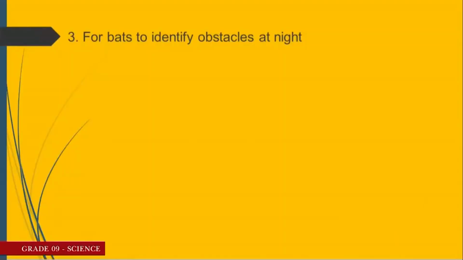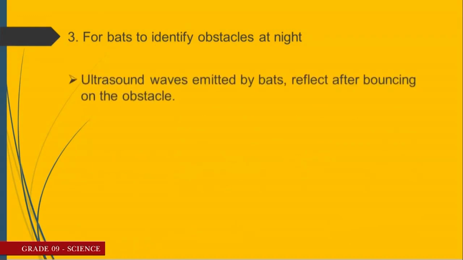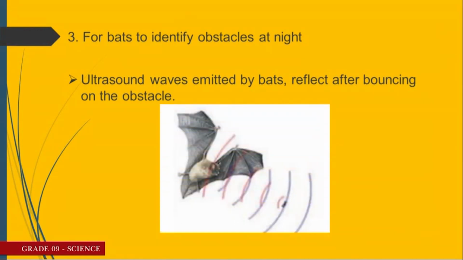Third use of sound reflection is for bats. They use ultrasound waves to find the obstacles at night. Ultrasound waves emitted by bats reflect after bouncing on the obstacle, so that the bat can identify where the obstacle is and they can avoid the obstacle and fly at night.